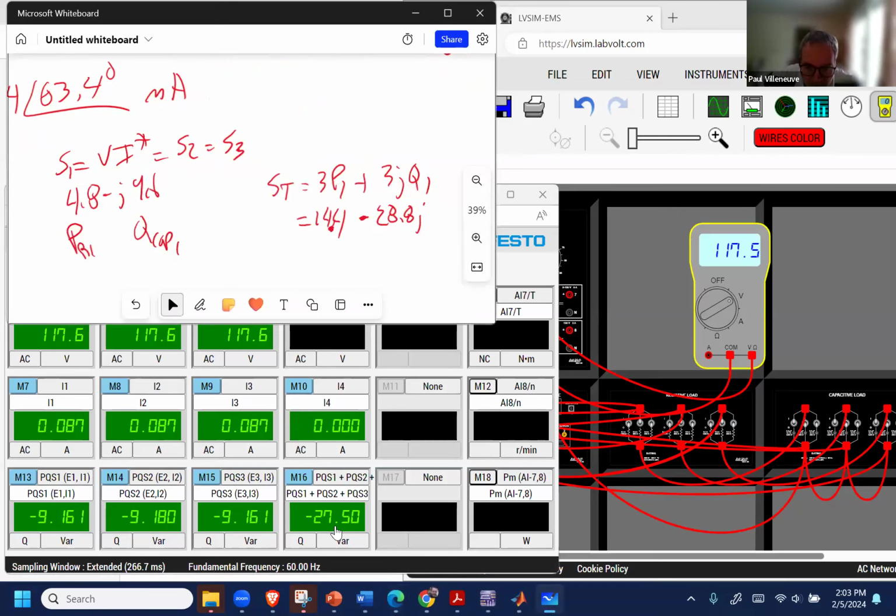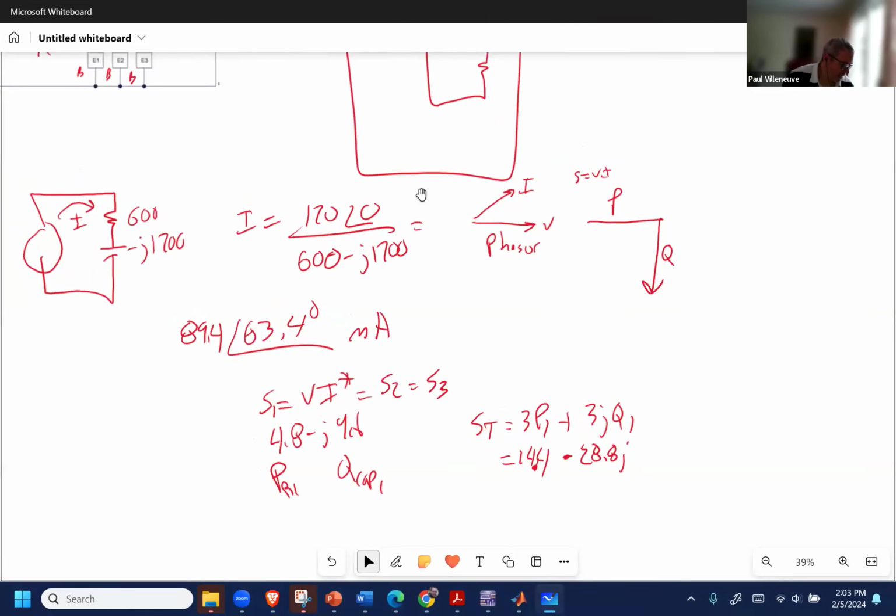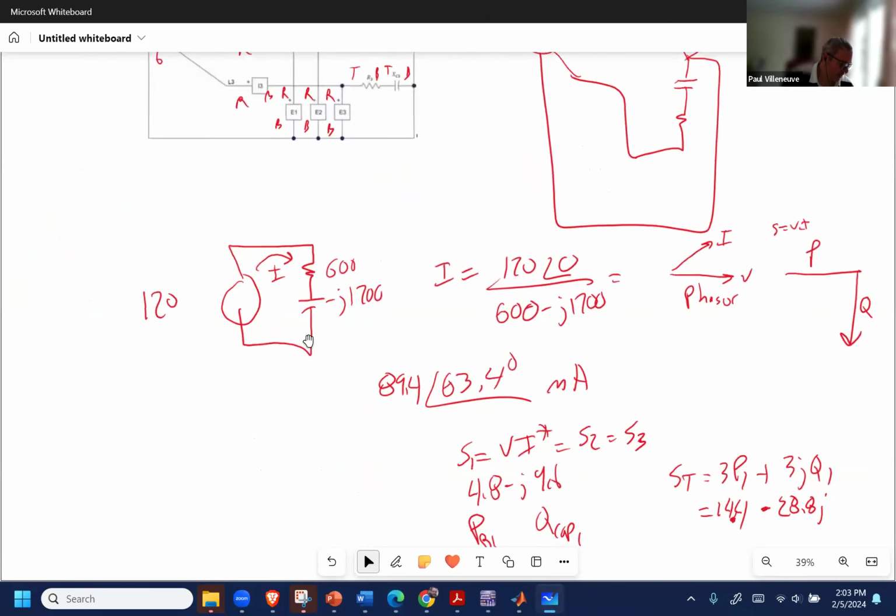So reasonably close to the values that I would expect to have. And it's all based on doing my equivalent circuit and just showing this as a single phase equivalent. So once we have a three-phase circuit and it's balanced, you really can just do a single phase equivalent, and then you can do all the work manually from there.